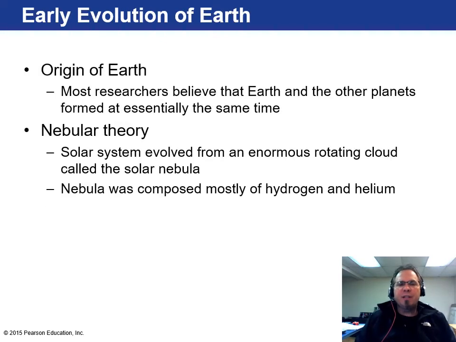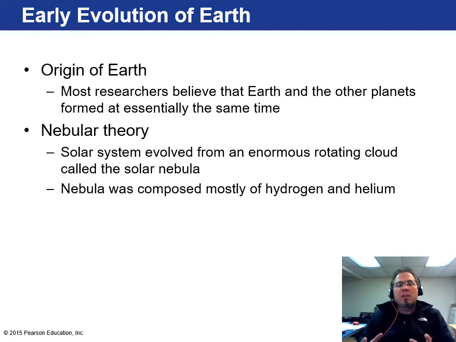Let's switch gears here a little bit. We're going to look at the early evolution of Earth. So the origin of the Earth, most researchers believe, was formed along with the other planets roughly at the same time. So we're talking 4 to 5 billion years ago. There's this thing called the nebular theory. Again, it's a theory, but a lot of the evidence points towards it. That's why they call it a theory, that it evolved from an enormous rotating cloud called a solar nebula. And I'll show you an image of this in a minute.